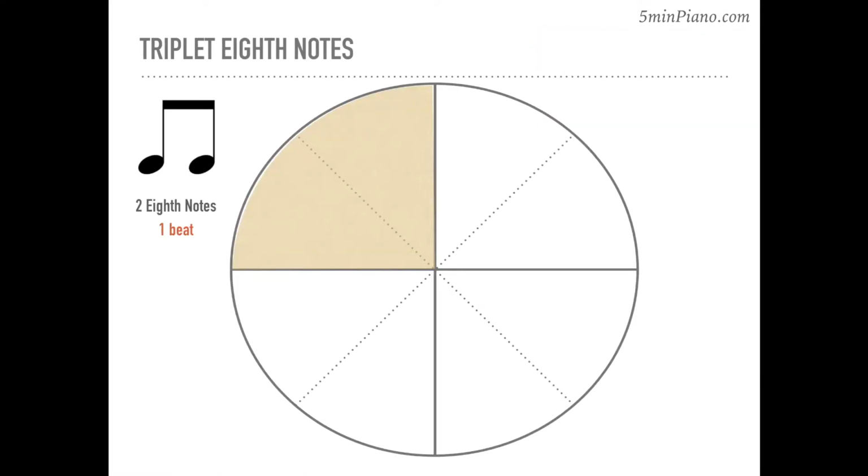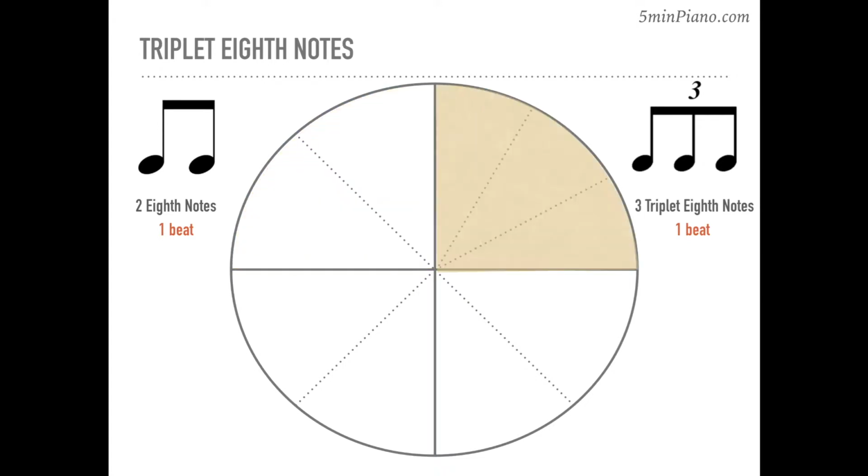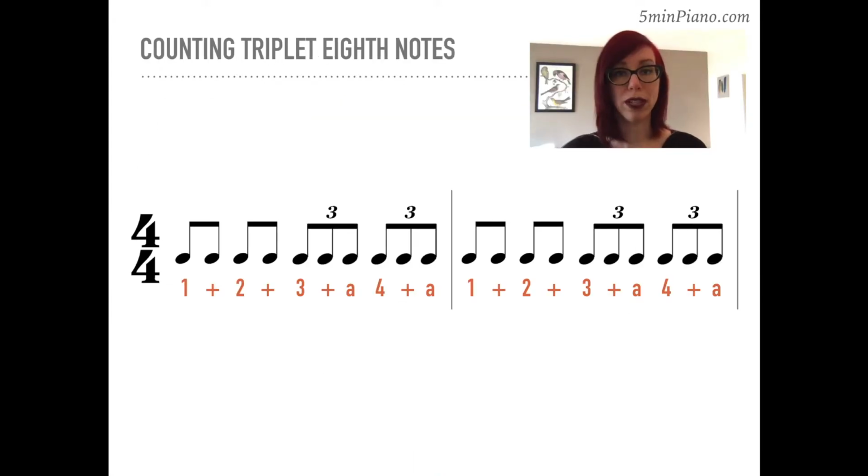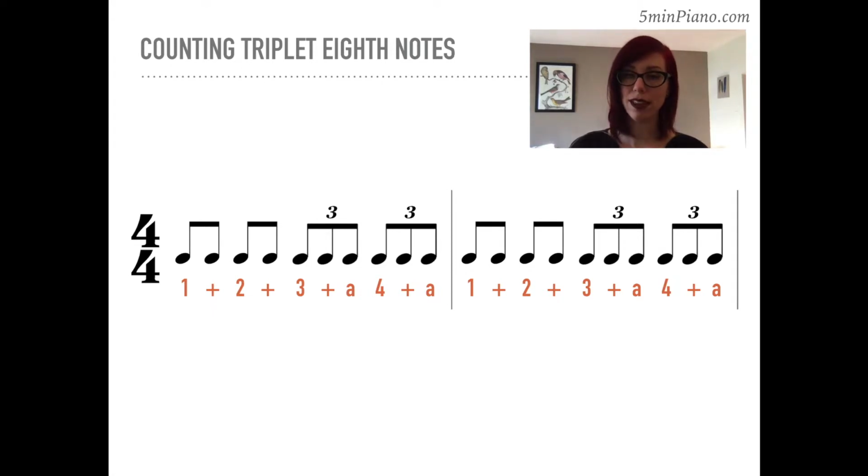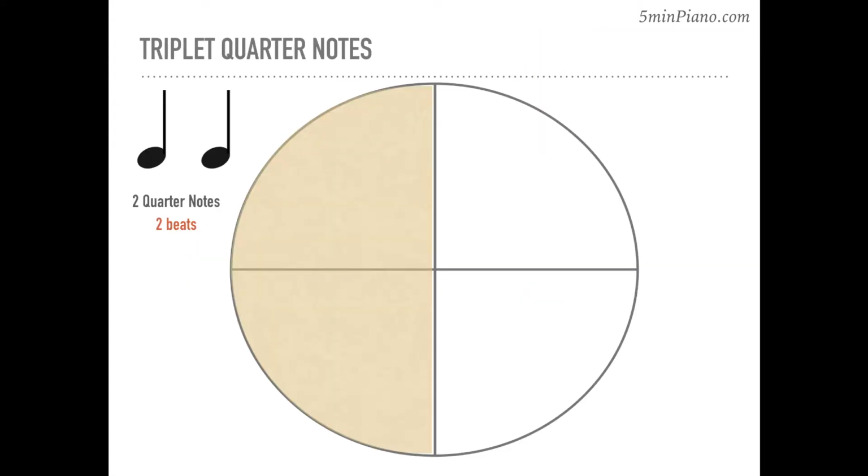Normally, beats or quarters of the pie are divided in half, giving us 2 even eighth notes. Triplet eighth notes will split the beat into thirds. Here's how we count triplets versus eighth notes. 1 and 2 and 3 and 4 and, 1 and 2 and 3 and 4 and.